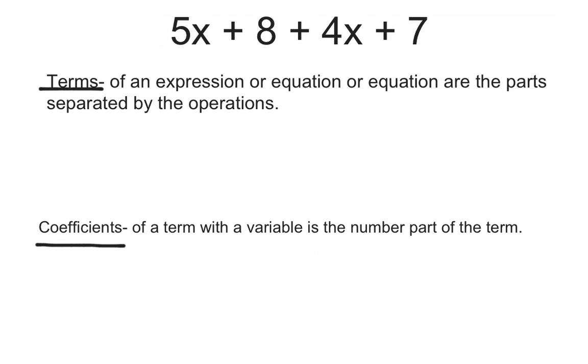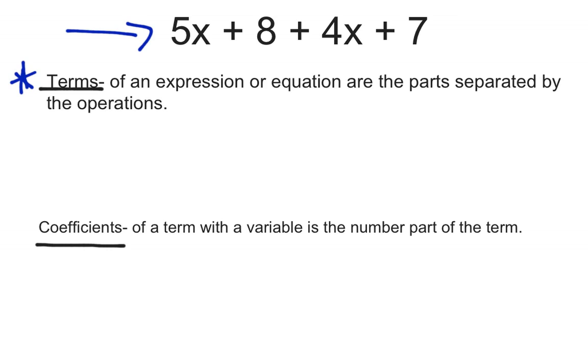You can see I have the same expression at the top here, the 5x plus 8 plus 4x plus 7. And the first one I want to look at here is what a term is. It says terms of an expression or equation. I see I made a mistake, so I went ahead and corrected it right away. Start again. Terms of an expression or equation are the parts separated by the operations. Well, remember, our operations are add, subtract, multiply, and divide. So here's our operations right here. I see all addition symbols. Okay, so those things are our operations.